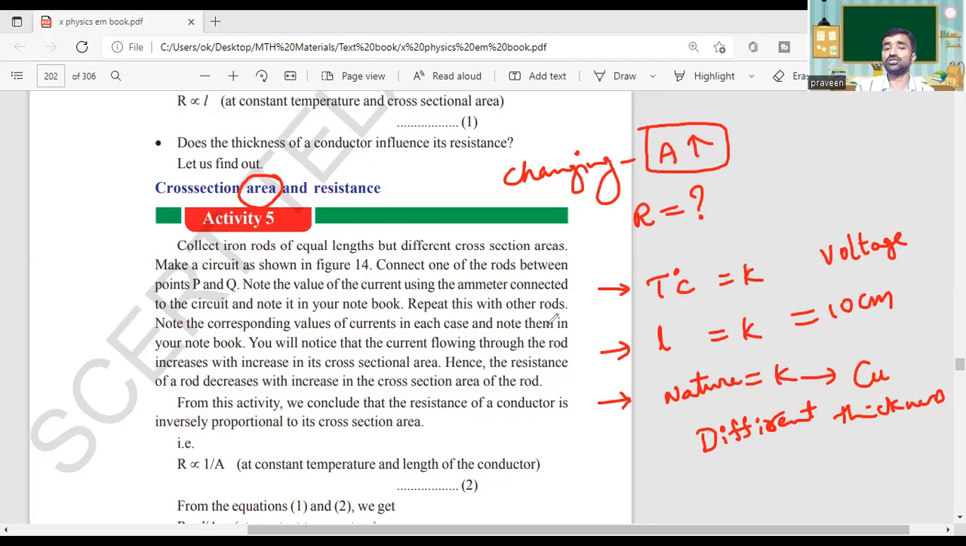Then what to do? Just use the circuit you made, as shown in figure number 14. Replace the gap PQ with the wire pieces you collected, 10 centimeter copper wire pieces having different thicknesses. First use the less thick wire, then slowly increase the thickness of the wire. Every time you need to measure the value of the current or the resistance. Then automatically you will decide whether the resistance is affected by the cross-sectional area or not.